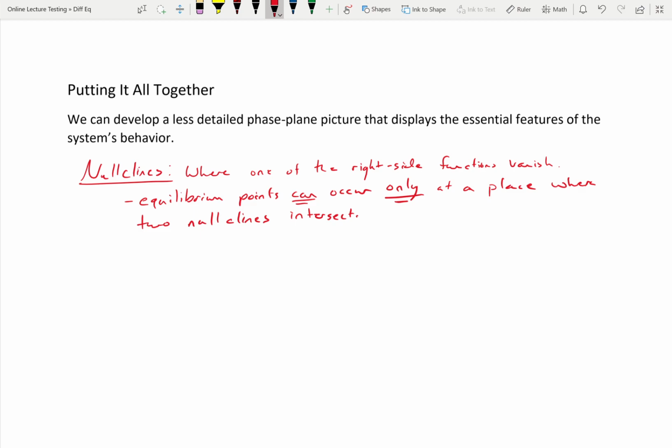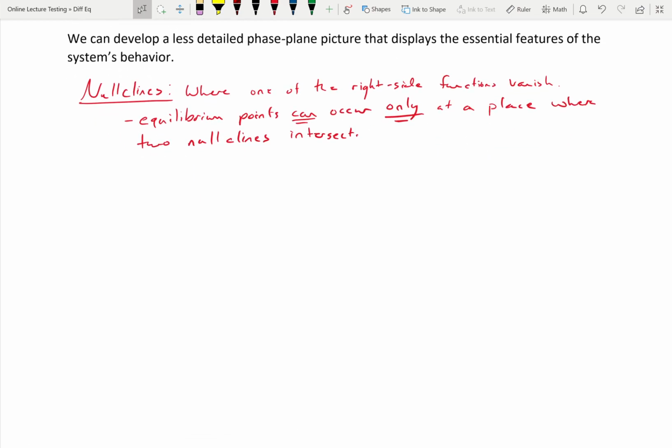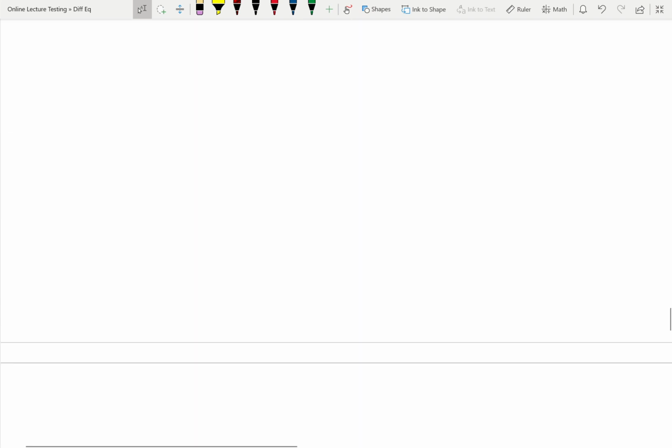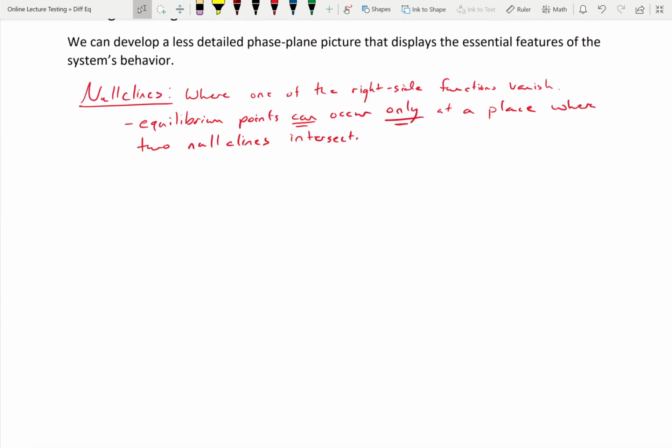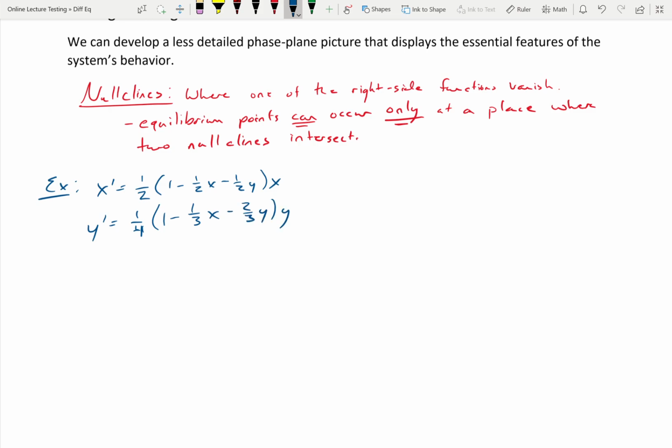So let's look at a particular graph. We're going to go back to our system that we were dealing with before. I did leave a lot of room just in case I over-explain things. So here's our example. Again, x bar is equal to 1/2 times (1 minus 1/2 x minus 1/2 y), all times x. y bar is equal to 1/4 times (1 minus 1/3 x minus 2/3 y) times y.